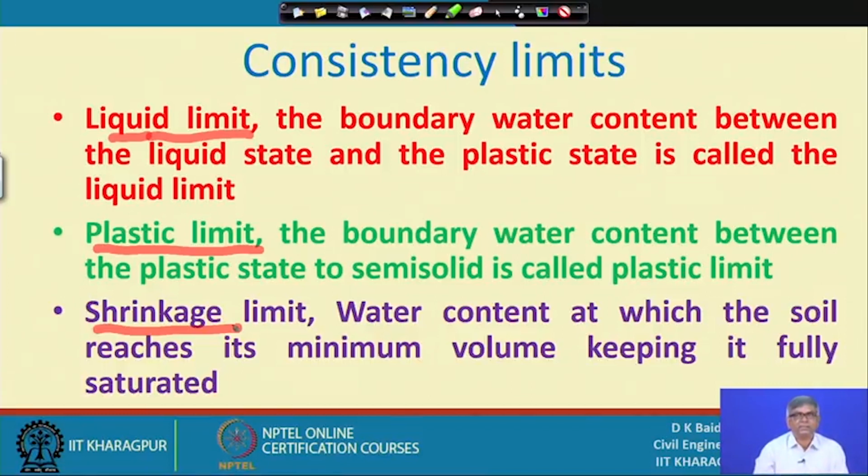And what is the liquid limit? As per definition, the boundary water content, these 3 limits, liquid limit, plastic limit, shrinkage limit, actually are nothing but water content of the soil. What is water content actually? If I take a mass of soil, that mass of soil can be completely dry, or it can be completely saturated, or it can be partly saturated or partly dry.